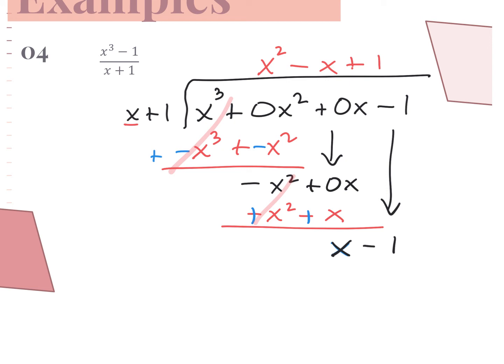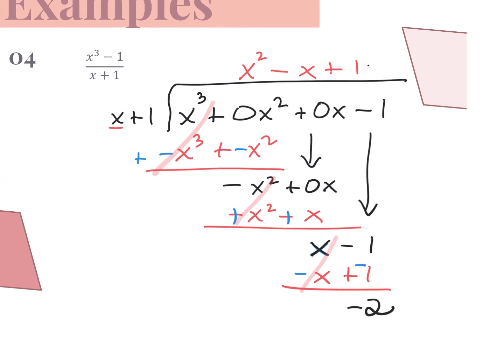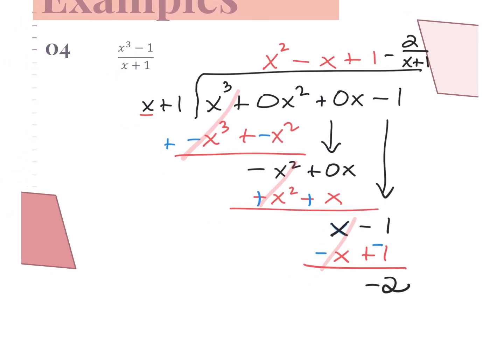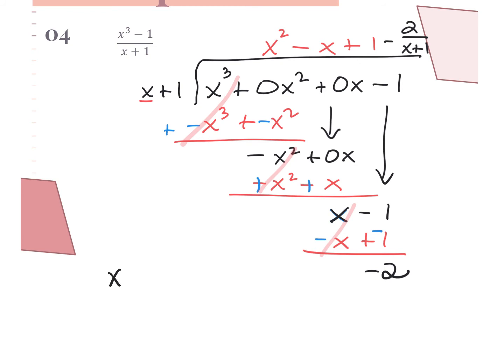1 times x is x. 1 times 1 is 1. Change the signs to opposite. This is gone, and this becomes negative 2. And that's my remainder. So come up here, remainder over the divisor. So the final answer is x squared minus x plus 1 minus 2 over x plus 1.